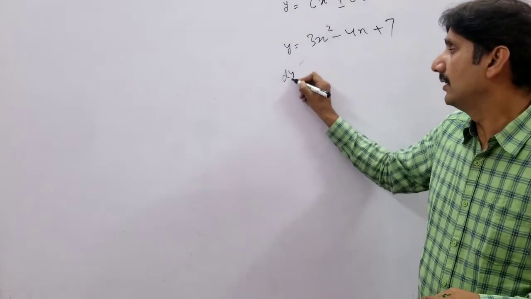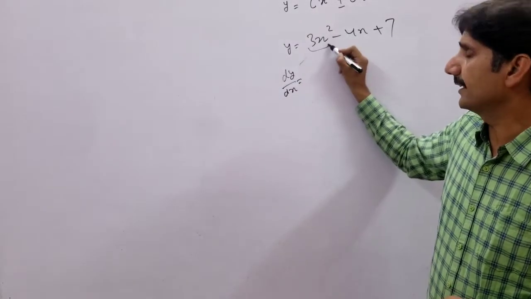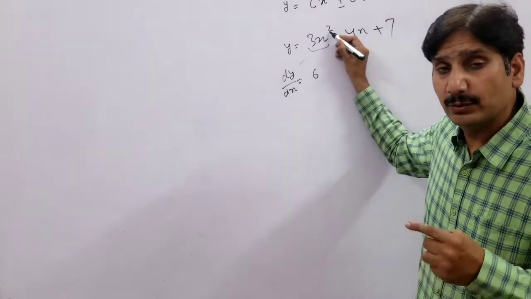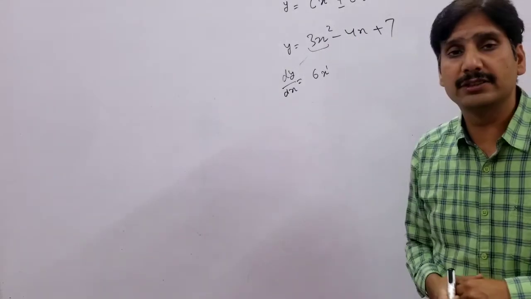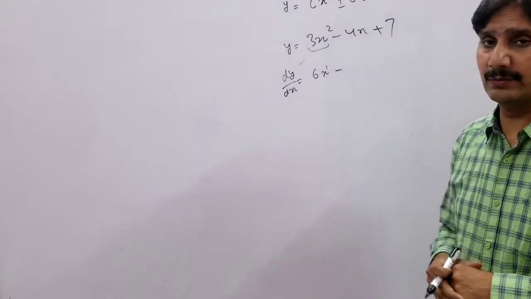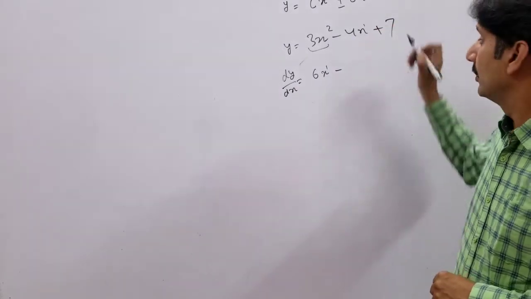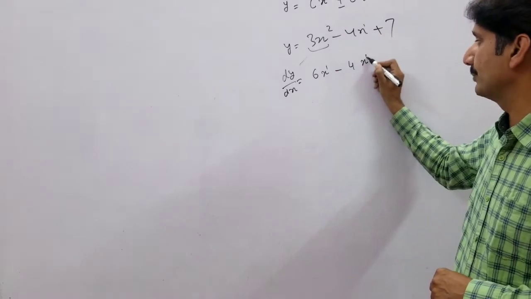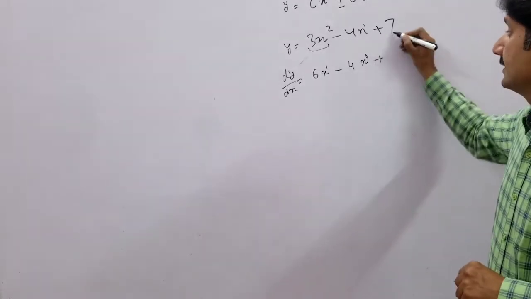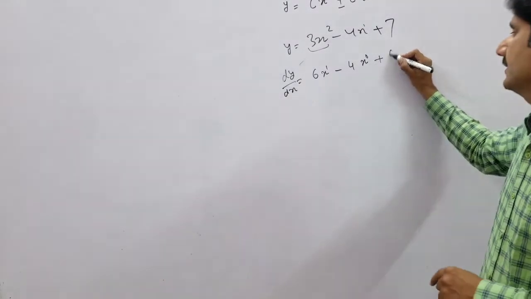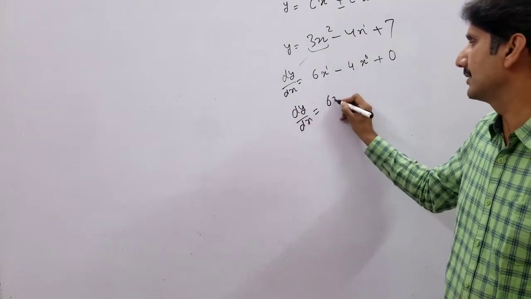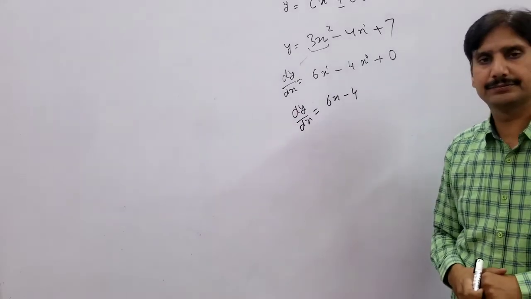For example, how would you differentiate it? 2 into 3, it is 6x raised to the power, it was 2, now it will become 1, x raised to the power 1. It is minus, I write down minus, it is x raised to the power 1. So 1 into 4 into x raised to the power 0. Anything raised to the power 0 is 1. And 7 is a constant, differentiation of a constant is 0. So what is dy by dx? It is equal to 6x minus 4, that's the answer.